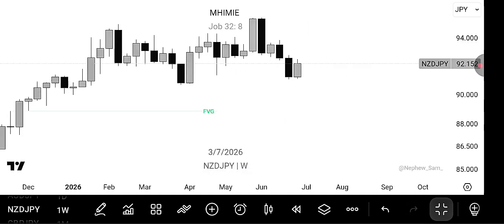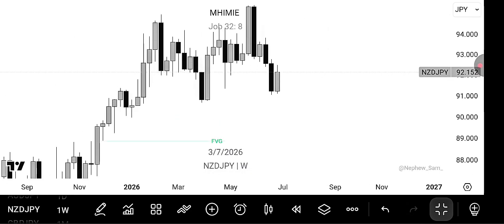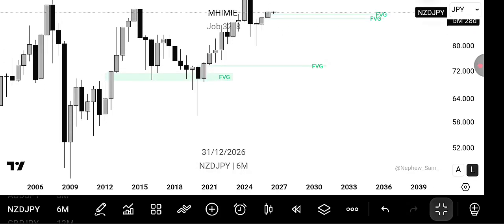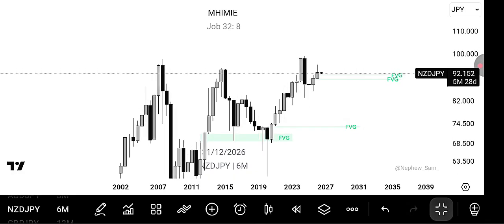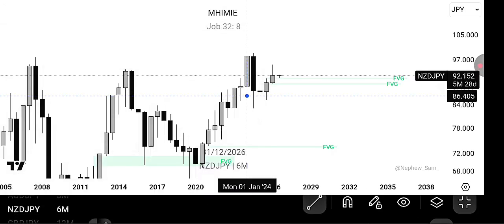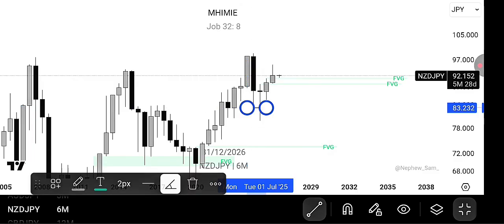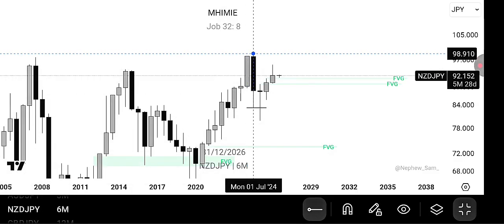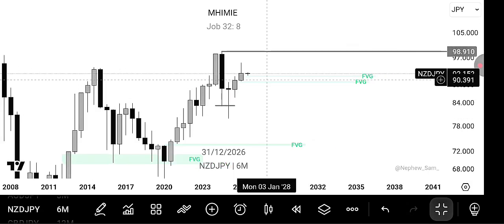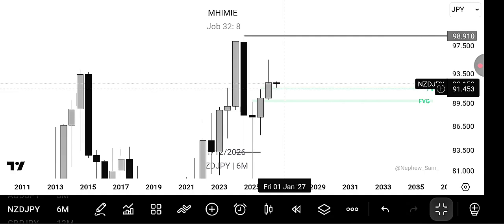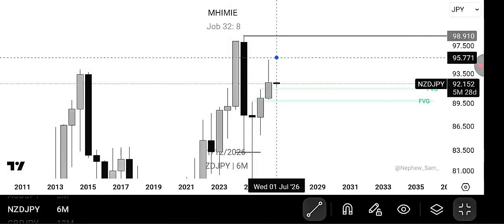Going on to NZD USD, starting off from the 6 months time frame. All right, so looking at this, you find out that we are bullish, quite bullish. Price swept this low. Our next level target would be to take out this high. Okay, price closed bullish. That's a very beautiful one. Price closed bullish right here. So eventually our first level target would be to take out this high.